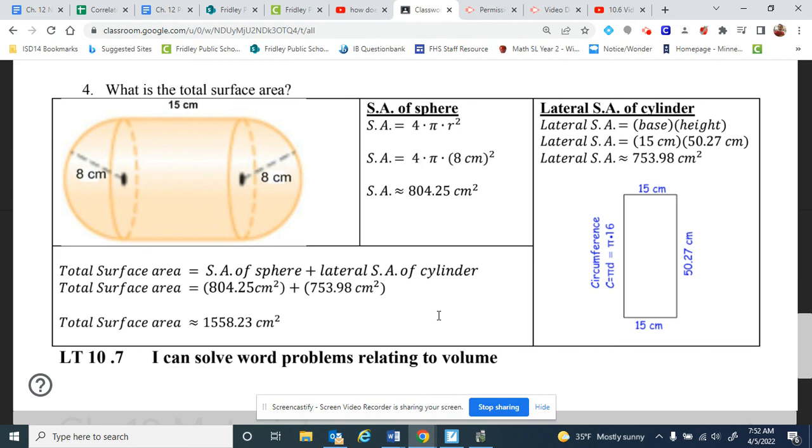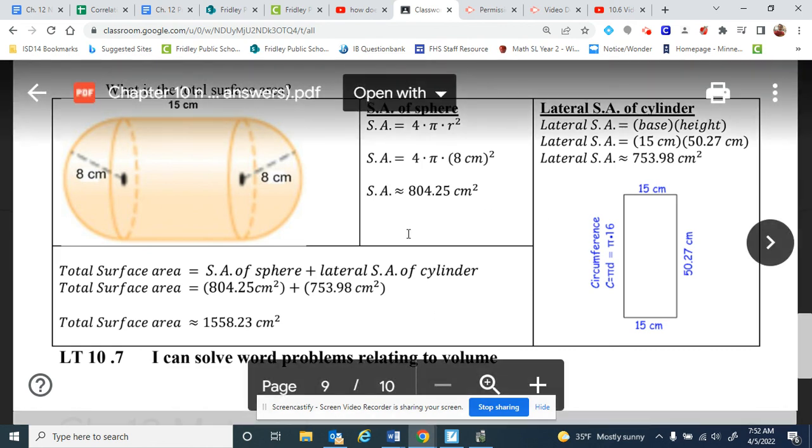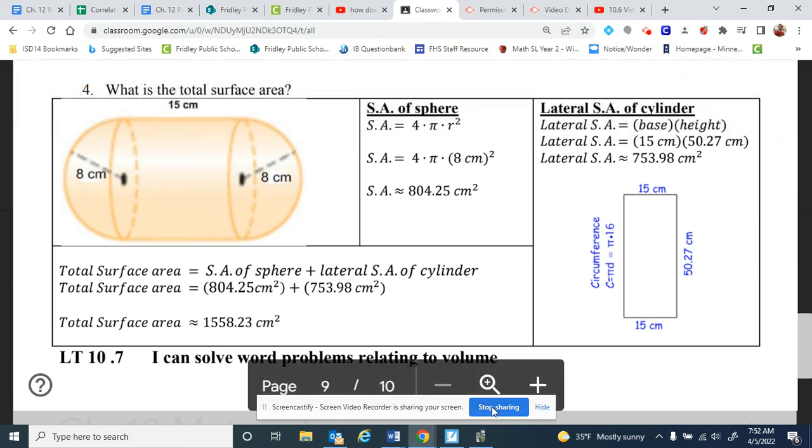So I'll encourage you to pause the video here, try to do it yourself, type it into your calculator, make sure you get all those values, and please ask questions if you have them.